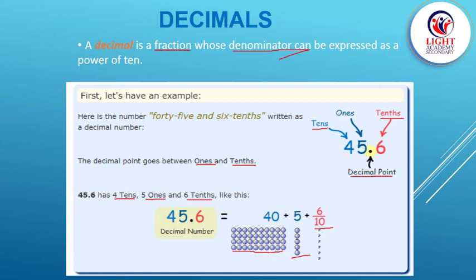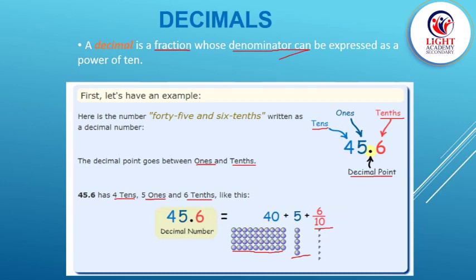The decimal point goes between ones and tenths every time. So whenever you see the decimal point, you will observe that it is between ones and tenths. Yes, 45.6 has 4 tens, 5 ones as I have said, and 6 tenths. So it can be written like that.